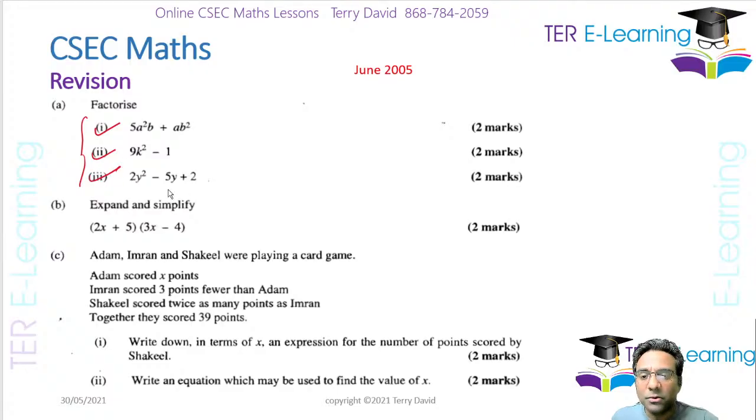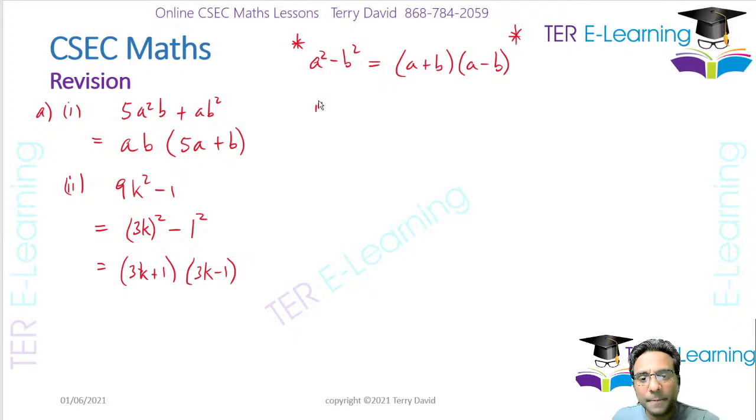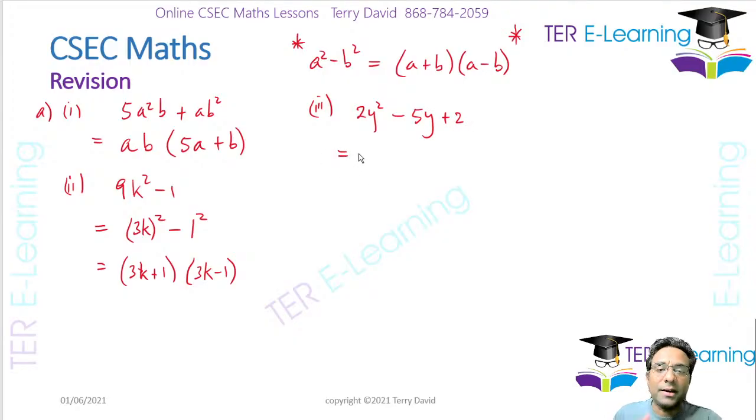The last part now, 2y squared minus 5y plus 2. So the third part, which is 2y squared minus 5y plus 2. So like I said, now this particular expression here, right, this is a quadratic. How do I know? I have y squared, right, and I have minus 5y plus 2. So this here is a quadratic, right? That's what it is. It's a quadratic.